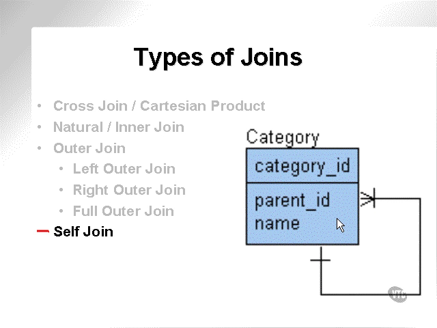So you'd have, for instance, a category and a category group. We'll see an example of a self-join later on. It's just important to remember that a self-join is really a join on the same table, a table joining to itself.